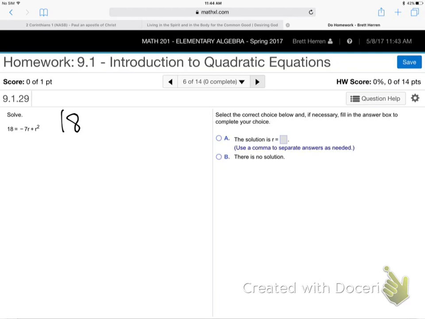So I'm going to make those x's again. 18 is minus 7x plus x squared. Okay, so that one to try. What's the first step when we see x squared? Get a 0. Bring everybody to the x squared side, and then the other side will be 0.